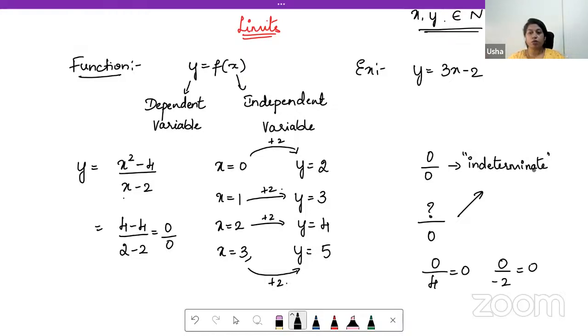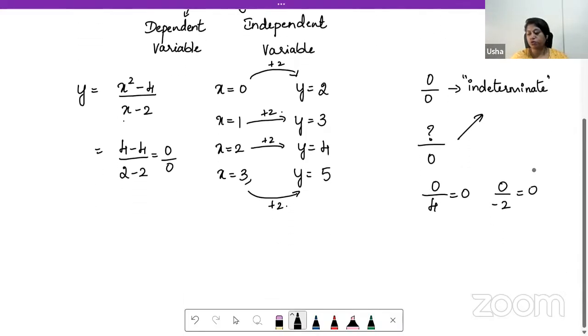Division by 0 is not defined in mathematics. I'm sure all of you know this fact, but for those who don't: if you divide any number by some number, whatever answer you get, you can verify it by doing the reverse process. Multiply these two, and you should get the original number. When you multiply 2 and 4, you get back 8. It means your answer is correct. If you take 15 by 3, you get 5. How do I verify this? If I multiply 3 and 5, I should get back 15.